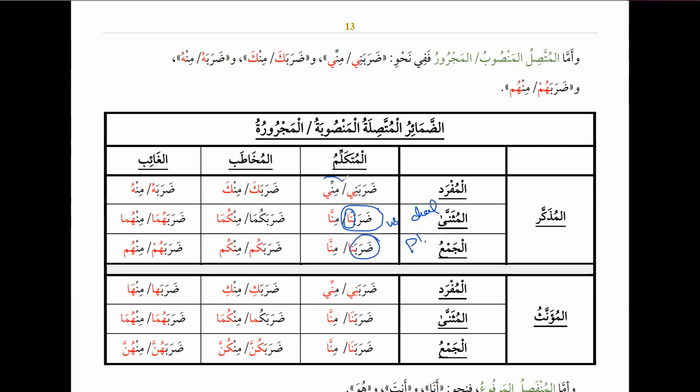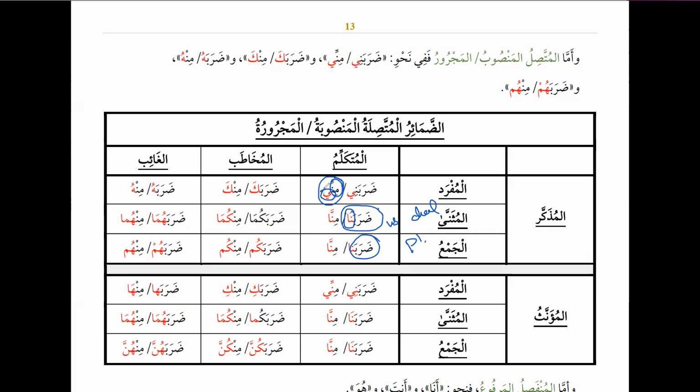طيب منّي. Where is the preposition, where is the حرف جر, and where is the مجرور word, the ضمير مجرور? Where is the preposition? The preposition is min. And where is the ضمير المجرور? The majrur is ni.